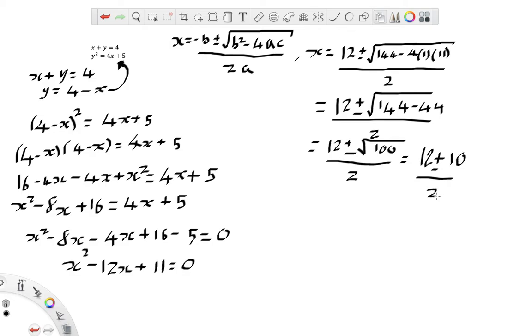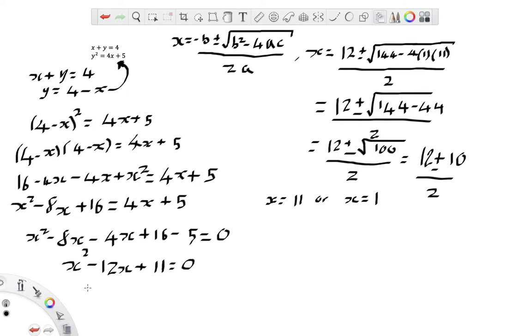I've just realised that in fact it would have factorised, so we didn't need to use the formula, but I'm happy that we did this anyway, just to show you that if you get stuck, obviously you can use the formula. Okay, so from this point, x is equal to 12 plus 10 over 2. Well, 12 plus 10 is 22 over 2, which is 11. Or x is equal to 12 minus 10, which is 2, and then 2 over 2, which is, of course, 1.